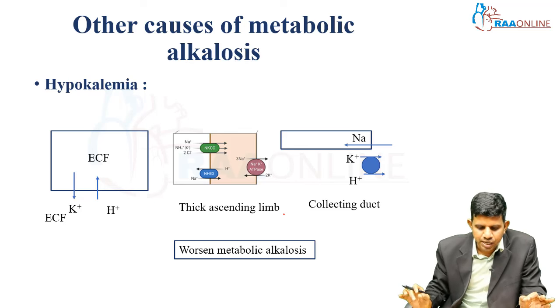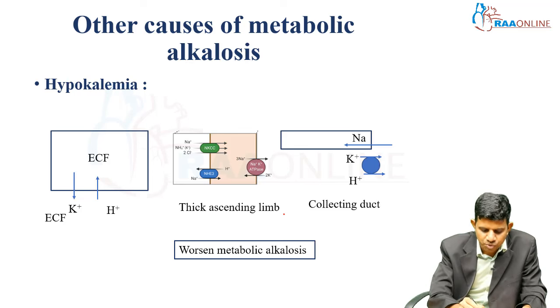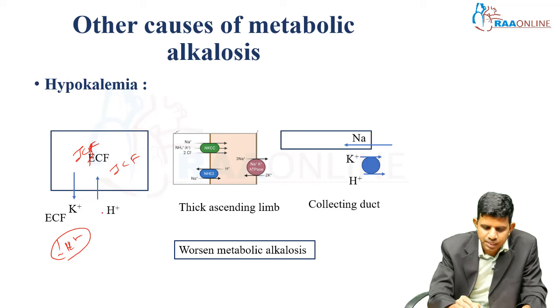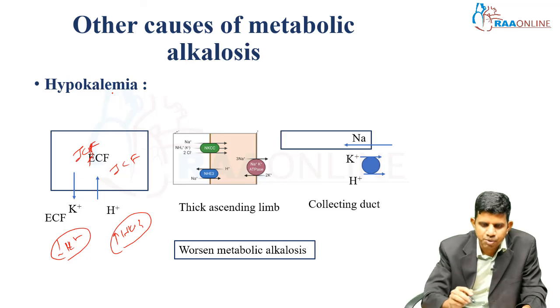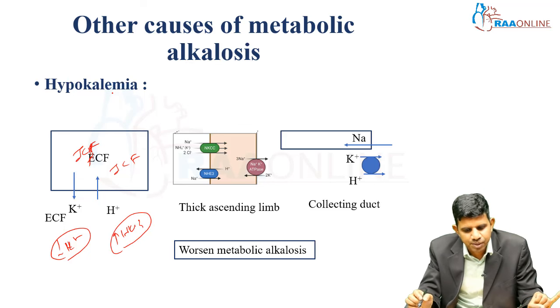Simple. I already told you that whenever the potassium is low in the blood, potassium moves from intracellular to extracellular, and this movement will cause hydrogen ions to move from the extracellular to the intracellular space. So, acid is moving from the extracellular blood to intracellular, so the bicarbonate level will increase. This is one way hypokalemia causes or worsens the metabolic alkalosis.